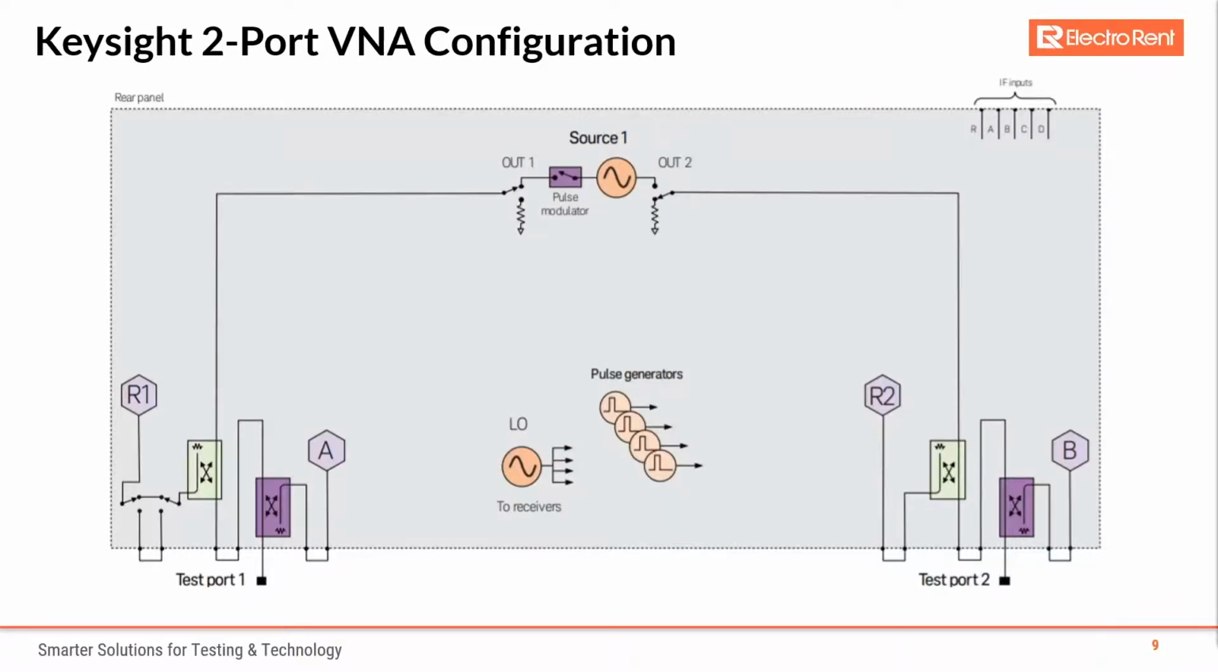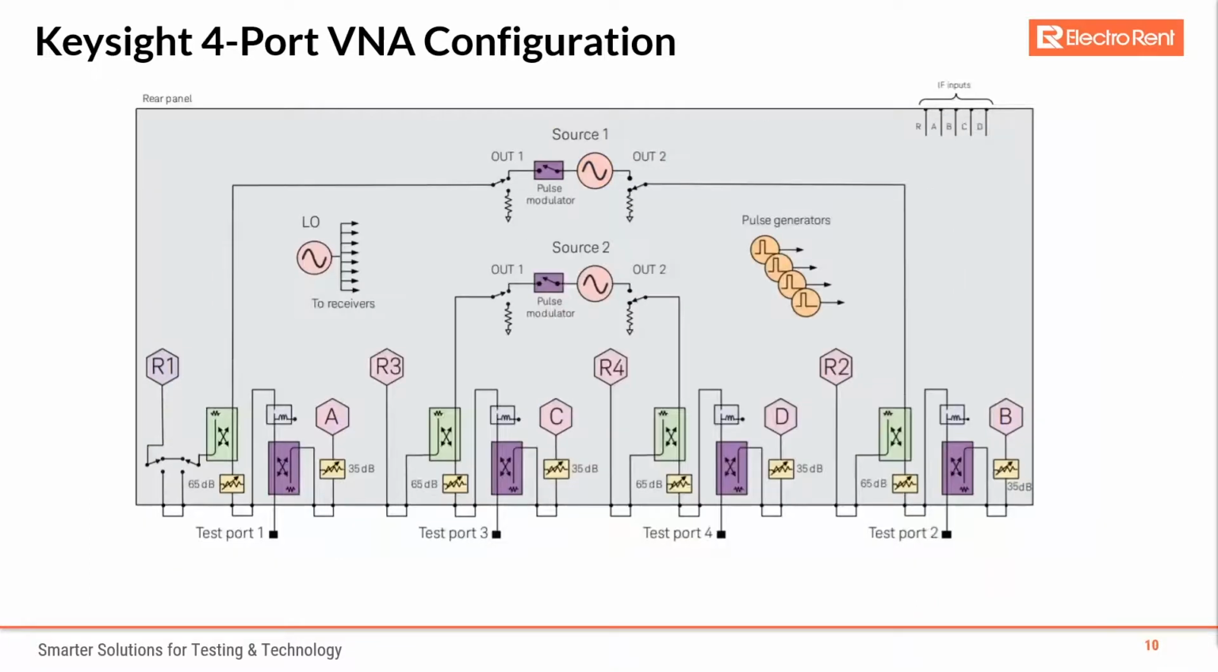Here's an example of the inside guts of a typical Keysight 2-port vector network analyzer. As you can see, you'll have a source coming out going to both test ports, and you'll have receivers at each test port with an LO and pulse generators. Test ports can generate a swept signal on one or both ports and receive on both ports. The architecture is actually fairly simple when you consider the basic 2-port VNA configuration.